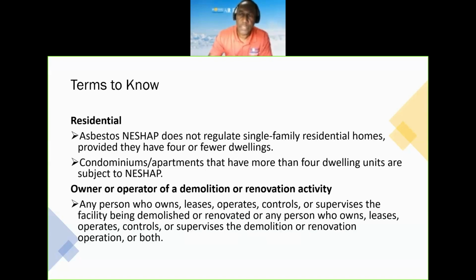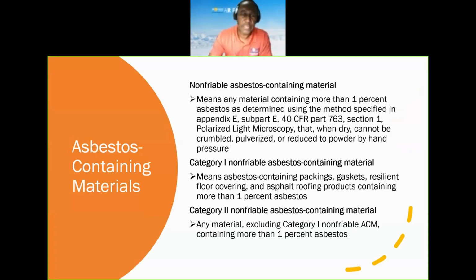Next. Okay, so residential under NESHAP, residential single-family homes are exempt once they are 4 or fewer dwellings. Those are exempt under NESHAP. Condominiums, apartments, commercial, industrial, the schools, all are not exempt under NESHAP. What does an owner or operator mean? That's any person who owns, leases, or operates a project, like a project manager, or owner, a contractor. These are all persons we consider as owner or operator of a renovation project. Next.